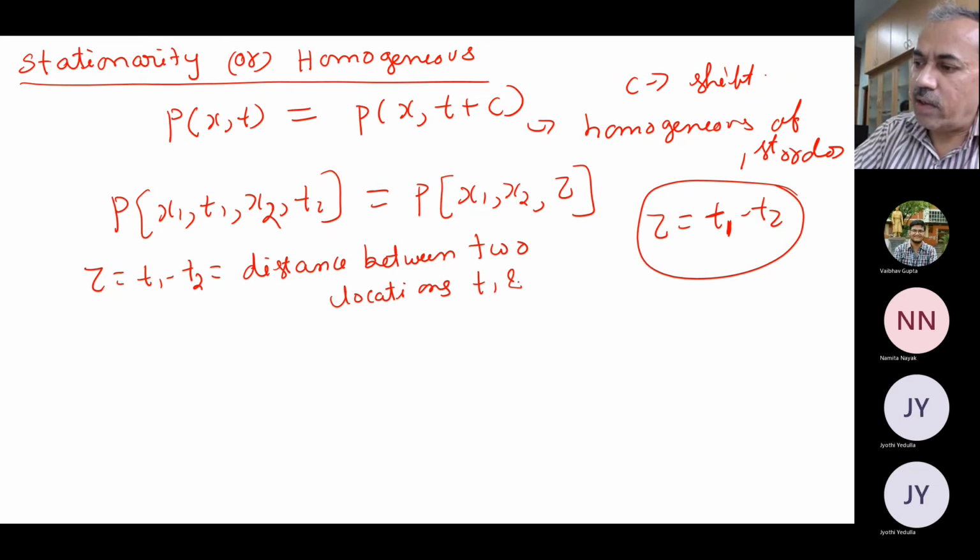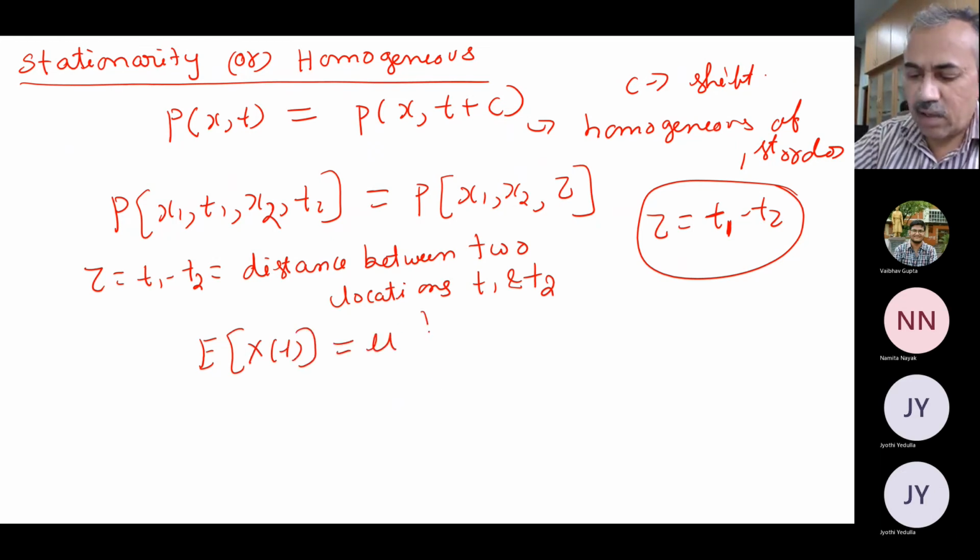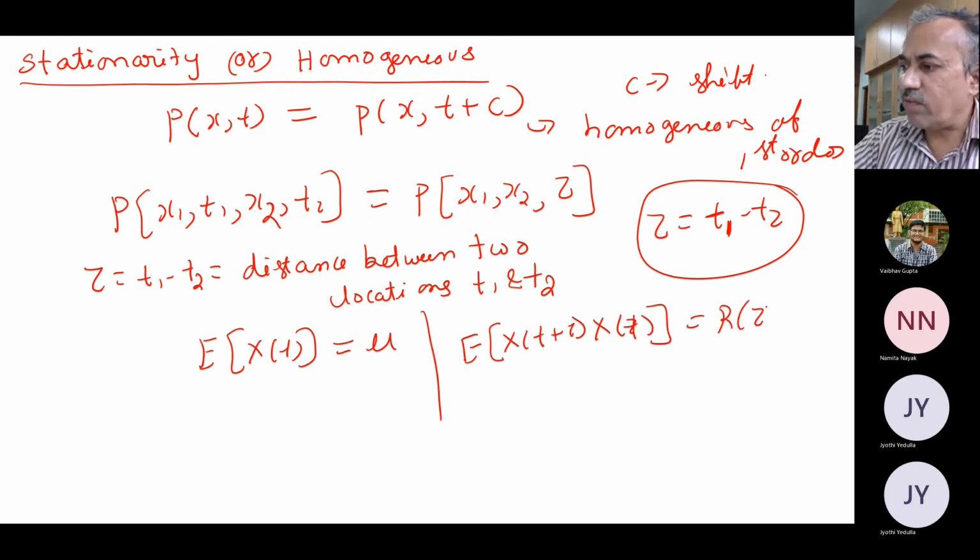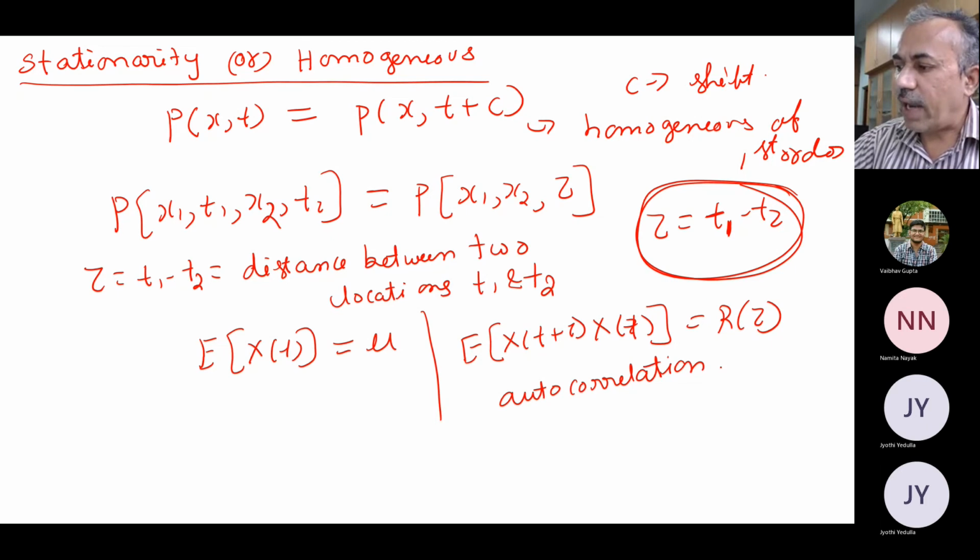Okay, t1 and t2. So if we make this type of assumption, the expected value of x of t is constant, because it depends only on this one, and you have the correlation function x of t plus tau and x of t. So this becomes r of tau. Because everything varies with respect to tau, we call this the autocorrelation function. It doesn't depend on the time itself, but only on the lag.